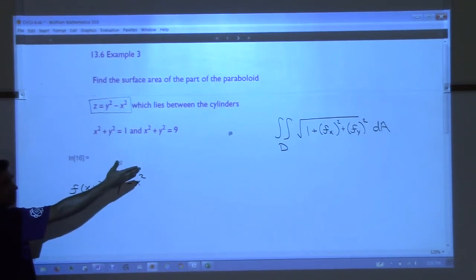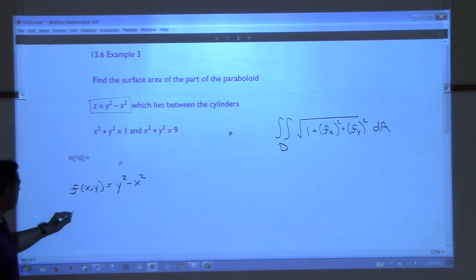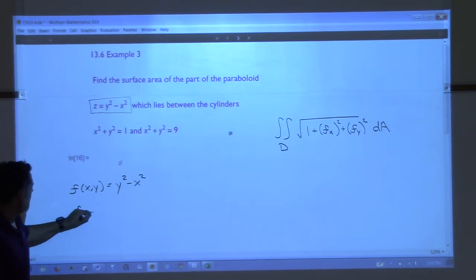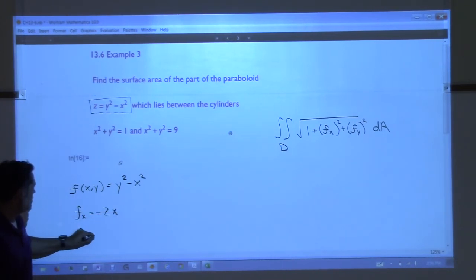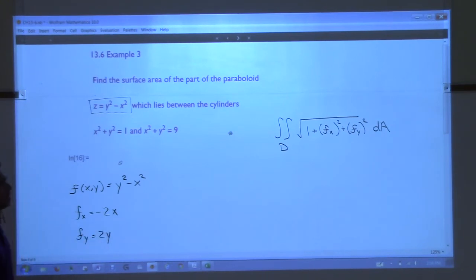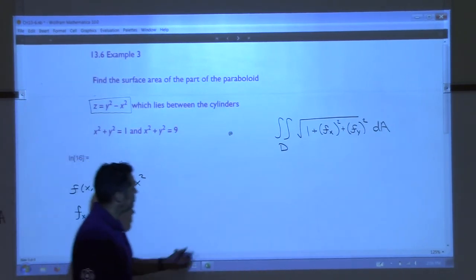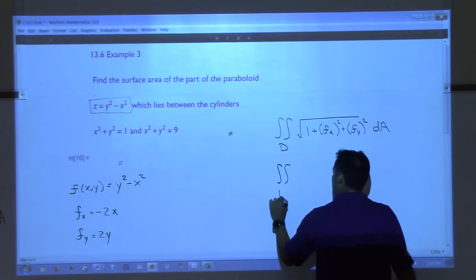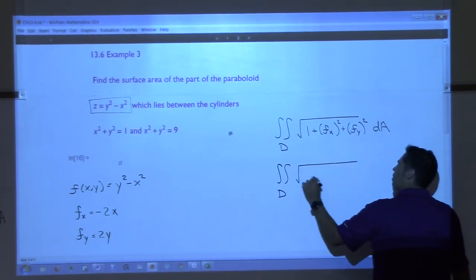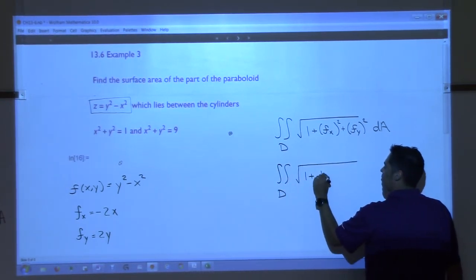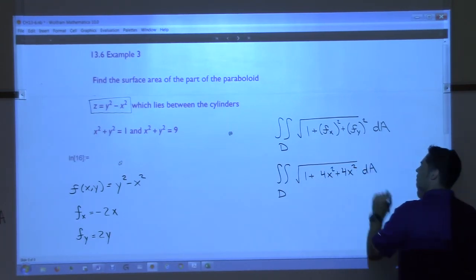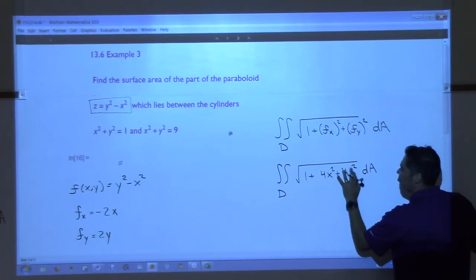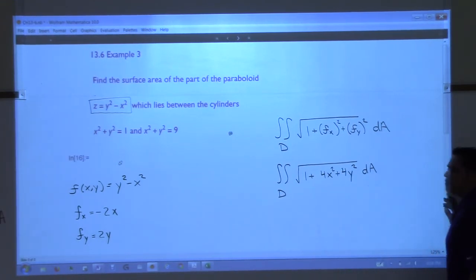So let's go ahead and start filling out the integral. We need the partial of this with respect to x, which is negative 2x. Partial of this with respect to y, which is 2y. And now we can just plug in over here. So we've got the double integral over D of the square root of 1 plus 4x squared plus 4y squared dA, squaring each one.